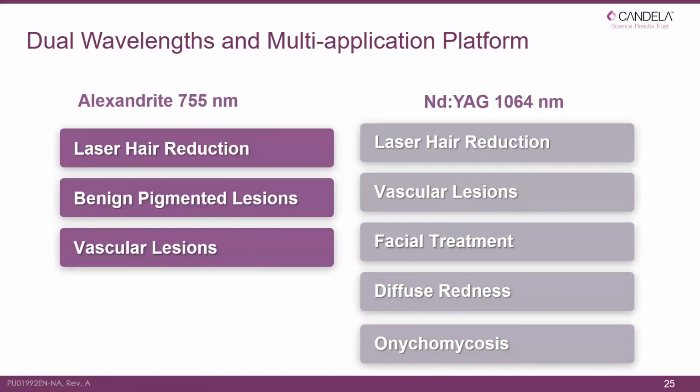Its commonest use is in laser hair reduction. And with the 755, we're treating lighter skin. And with the 1064, we're able to treat darker skin up to skin type 6. Our Alexandrite is also the wavelength that we prefer to use for the majority of pigmented lesions. And we can use the 755 for vascular lesions, particularly in lighter skin types. But in general, for the majority of vascular lesions, we would use our 1064.